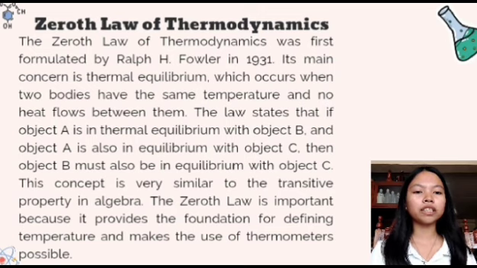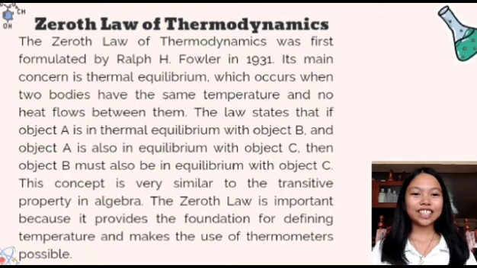The zeroth law of thermodynamics explains the concept of thermal equilibrium, which means no heat flows when two objects have the same temperature. In simple terms, if two objects are equally hot or cold, there is no heat transfer between them. For example, if object A is in thermal equilibrium with object B and A is also in equilibrium with object C, then B and C must also be in equilibrium. This law is very important because it serves as the basis for measuring temperature and explains why thermometers work. A thermometer functions by reaching thermal equilibrium with the object being measured, which allows it to show the correct temperature.